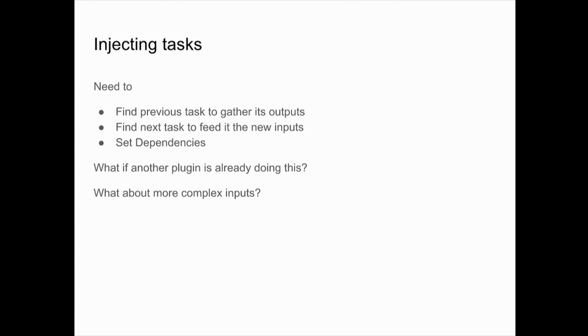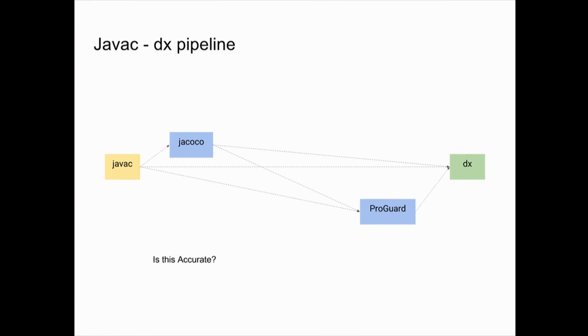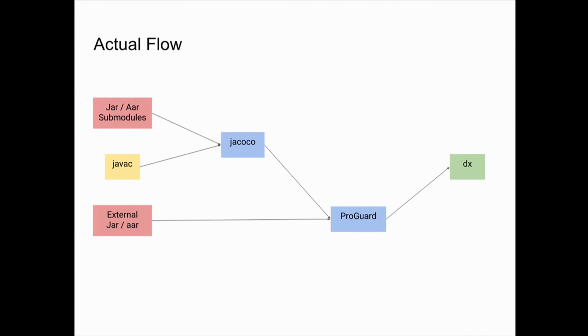And then there's other issues where it's relatively easy when you think about, let's say, a regular Java plugin where those tasks really deal only with the code of your project. In Android, as I said earlier, right, we package everything into the app. So, is that really accurate? Not really, right? If you look at something that uses both Jacoco and ProGuard, it actually looks like that, right?